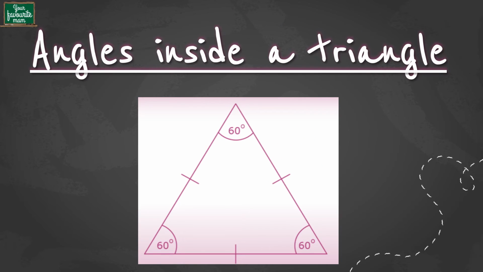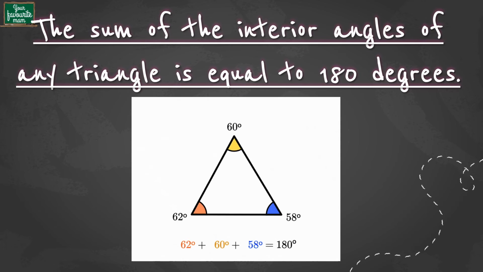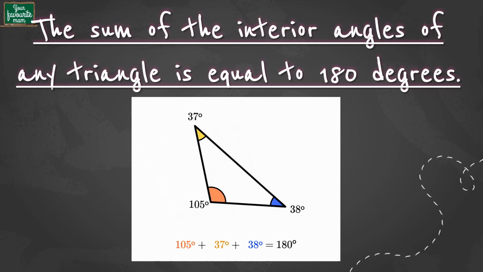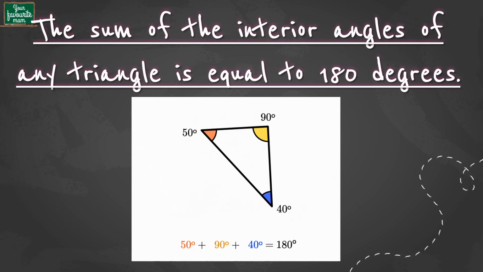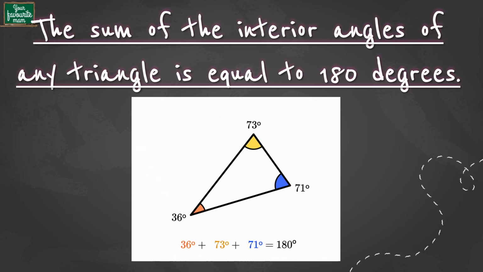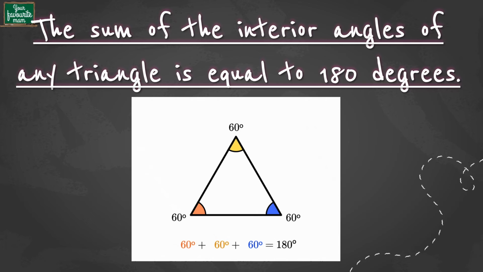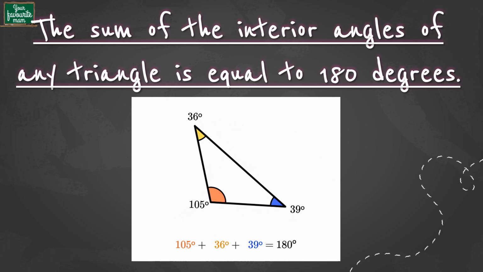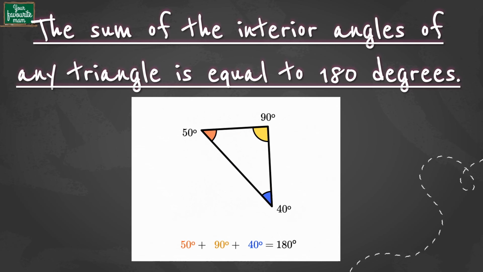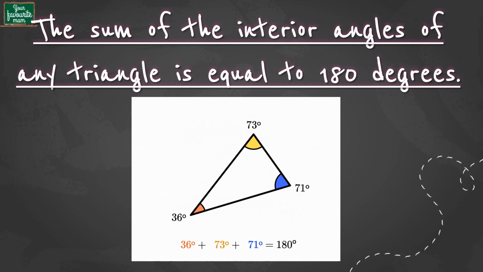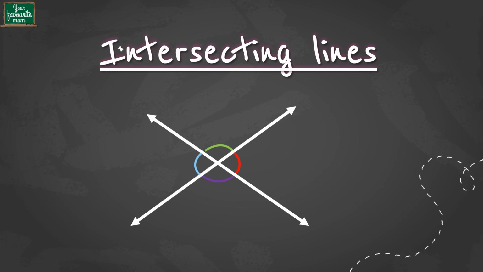Now let's talk about angles inside a triangle. Now let me give you a fun fact. The sum of the interior angles of any triangle is equal to 180 degrees. So always remember that all the angles inside a triangle will always add up to 180 degrees no matter what the angles are. Also, all the angles around the point where lines intersect will always add up to 360 degrees.